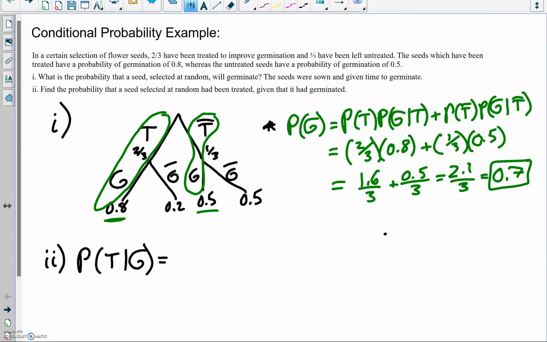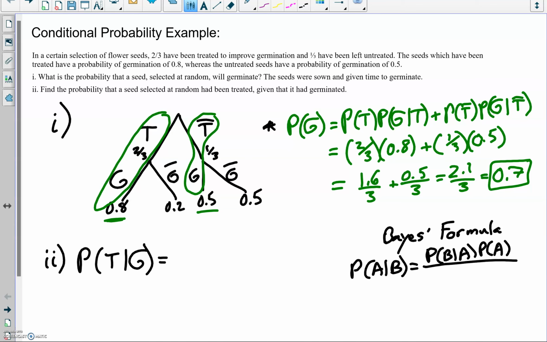Bayes' formula, or Bayes' theorem as it's often called, but I'll just call it the formula for now, says that the probability of A given B is the probability of B given A times the probability of A, divided by the probability of B. So in this scenario, we would have the probability of germinated given treated times the probability of treated, divided by the probability of germinated.